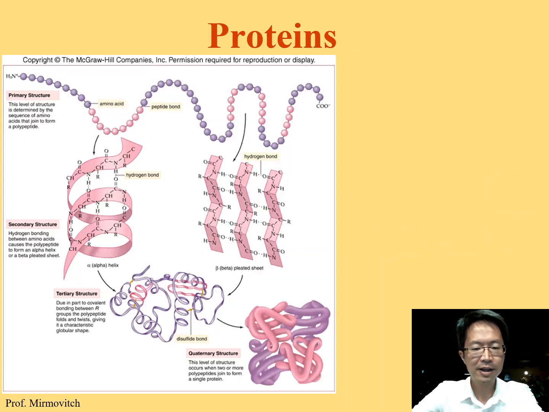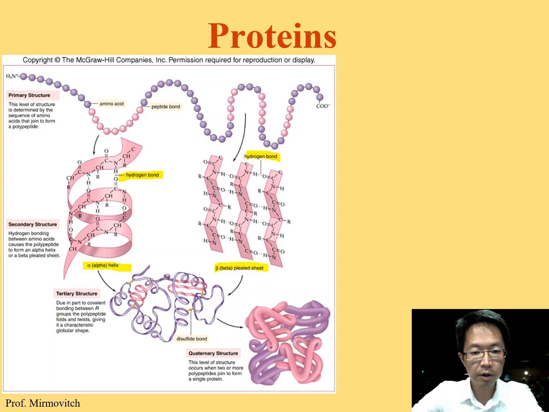So this is the text. This is a figure from your textbook. Well, you can see that, okay, secondary structure, it is the hydrogen bond. This is an alpha helix. They call this beta pleated sheet. Yes, this is also formed by hydrogen bond.